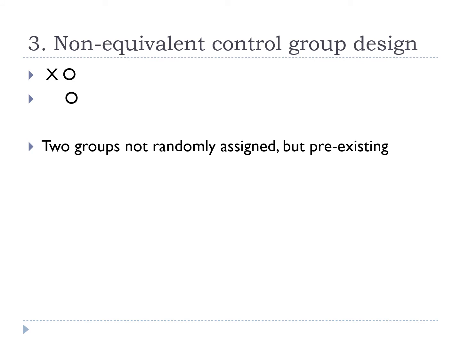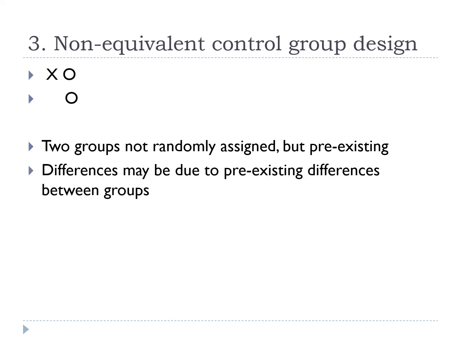So these might be pre-existing groups. So classroom A, classroom B. Classroom A receives an intervention of some kind, so they get that X, and then they have a post-test. And classroom B does not receive the intervention, and they get the same post-test. And then you compare the post-test from the first group to the second group to see if they differ.